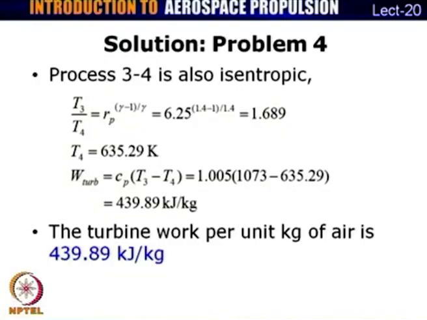Process 3-4 is also isentropic, which means that we can calculate temperature at the end of process 3-4, that is T4, from the isentropic relation. T3 by T4 is equal to P3 by P4 raised to gamma minus 1 by gamma. Therefore, temperature at state 4, T4, is calculated as 635.29 Kelvin. Turbine work is again equal to Cp into the temperature difference, that is Cp into (T3 minus T4), which is equal to 1.005 into (1073 minus 635.29). So, the turbine work is 439.89 kilojoules per kilogram.